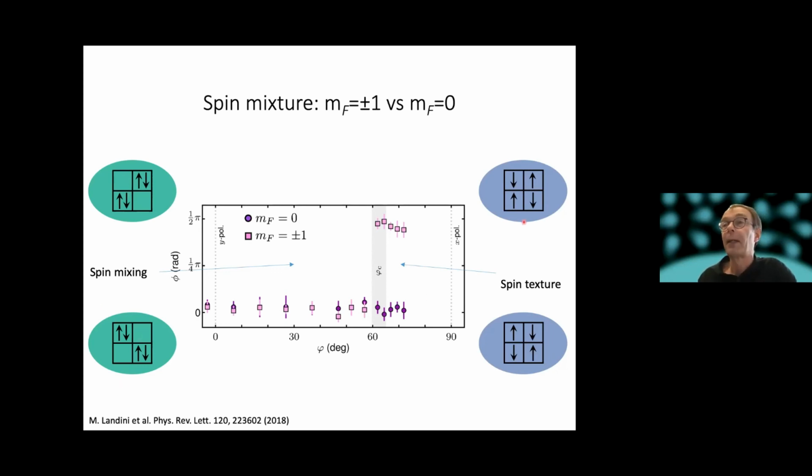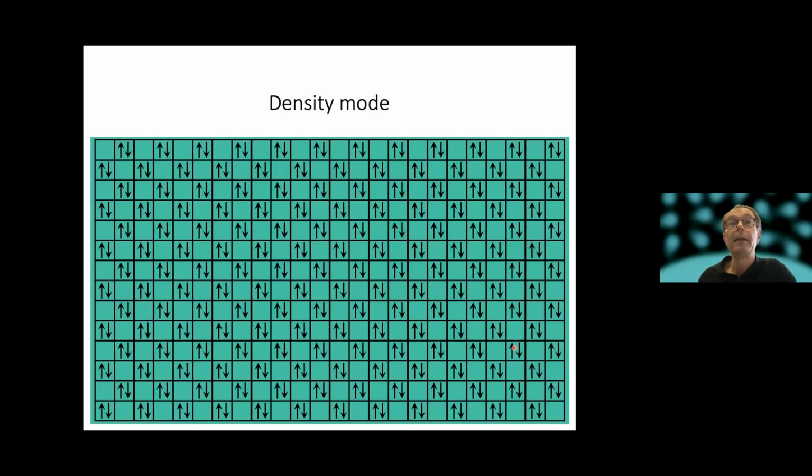However, if we go to an angle, say at 70 degrees or something, then we get a spin texture. And then the spin down sits, say, on the even and the spin up on the odd sides, or vice versa. And you can look at that in this way.